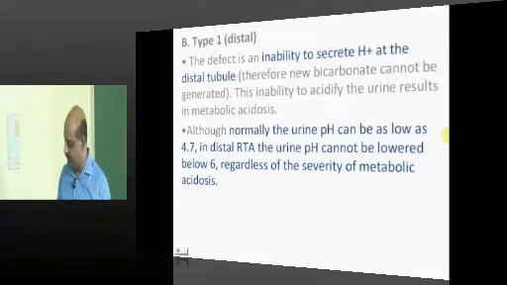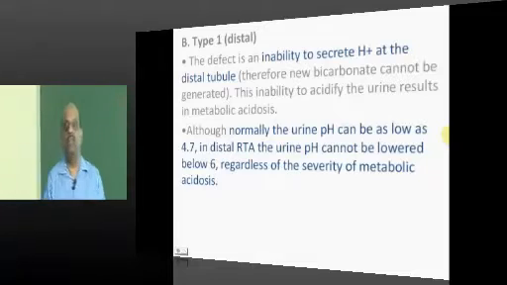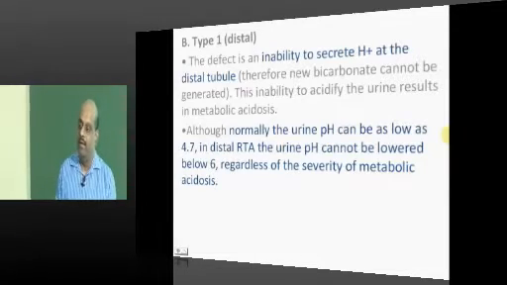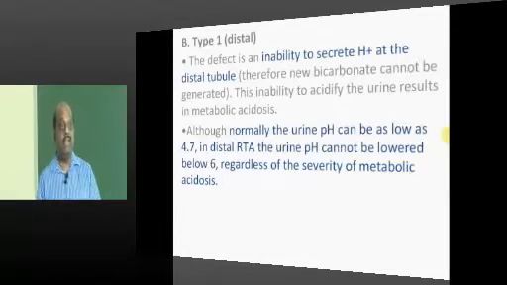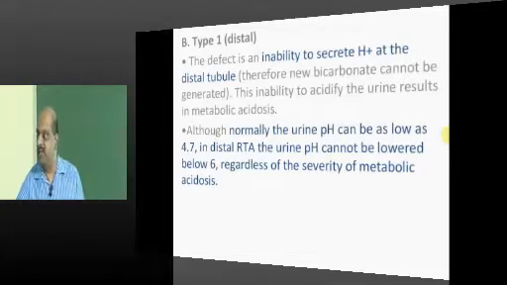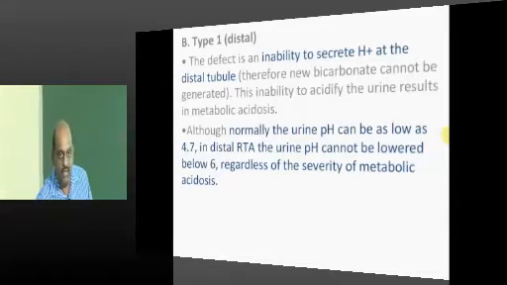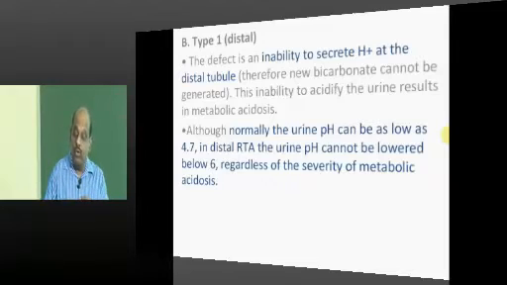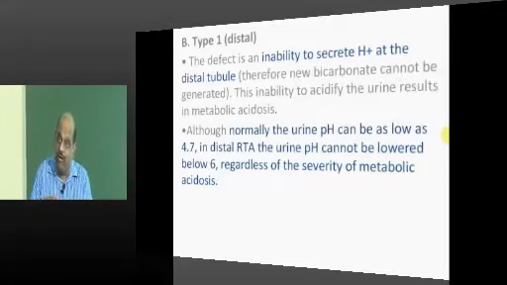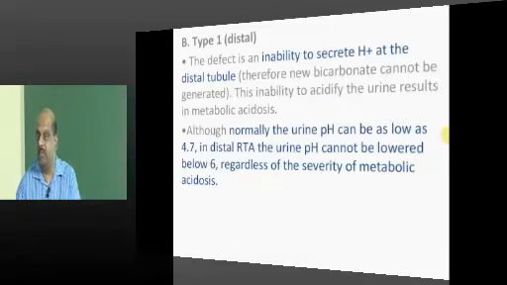Now tell me, doctor, how is H plus secreted into urine, into the tubular fluid? H plus combines with NH3, and NH4 plus is the one which is secreted into the tubular fluid and into the urine. Who gives this unique ability of producing NH3 to the distal tubular cells?